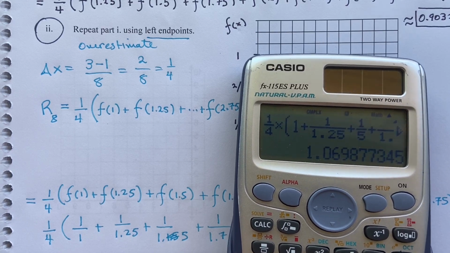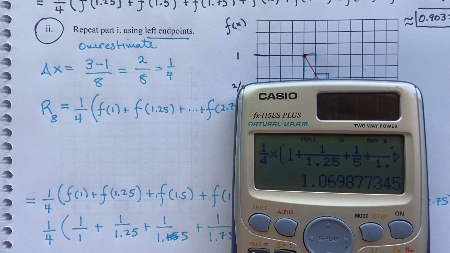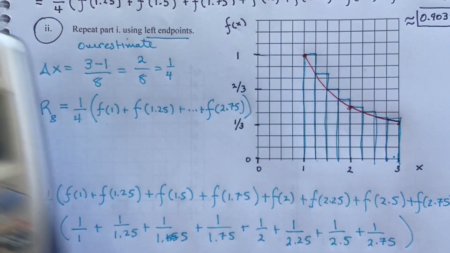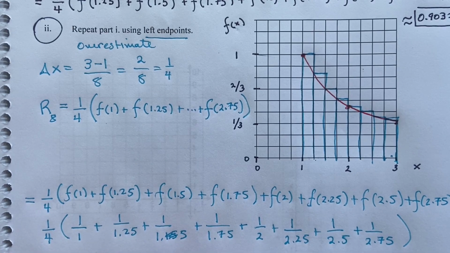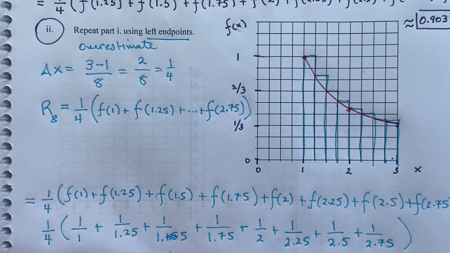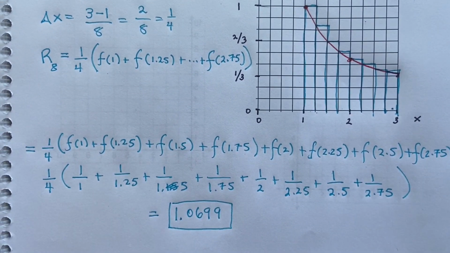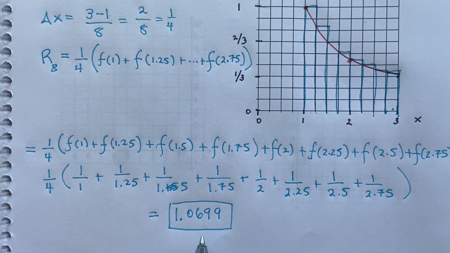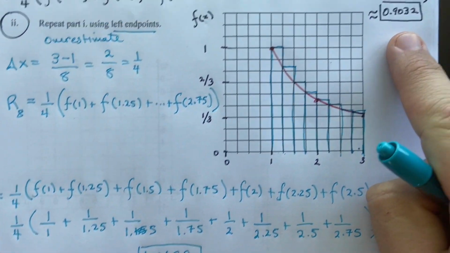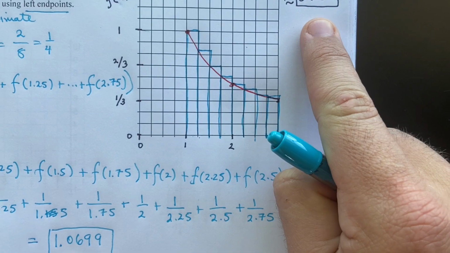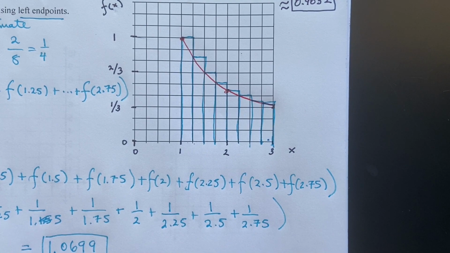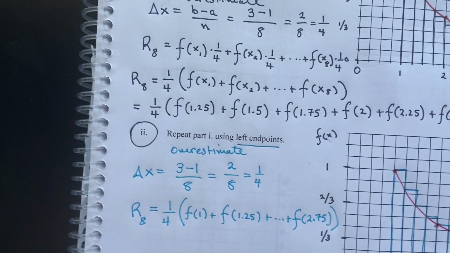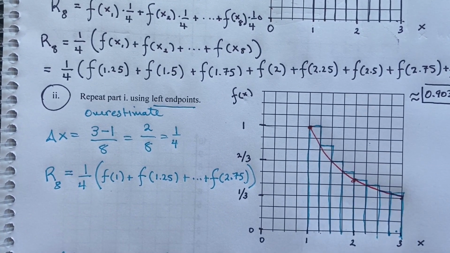Press equals. This should be an overestimate now. So I'll round that to 4 decimals again. So this is equal to 1.0699. And yeah, if you wanted to make a better estimate, you could take the average of these two now. These two numbers. Right, so you could take an average of those, but we weren't asked to do that. We were just asked to repeat part 1 using left endpoints. All right.